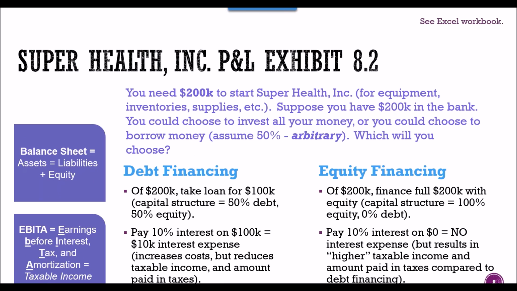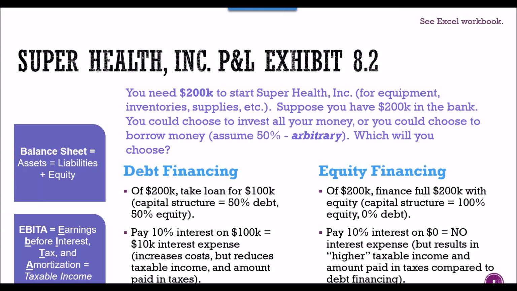So diving into the SuperHealth example, Exhibit 8.2, a little bit, and maybe it'll start clicking once we go through this example. So page 235 to the top of page 236 outlines what you're trying to do. So in a nutshell, SuperHealth is a for-profit organization, and they need $200,000 to start up. So that could be for equipment, for inventory, for supplies, whatever. They need $200,000 of assets to begin their organization.